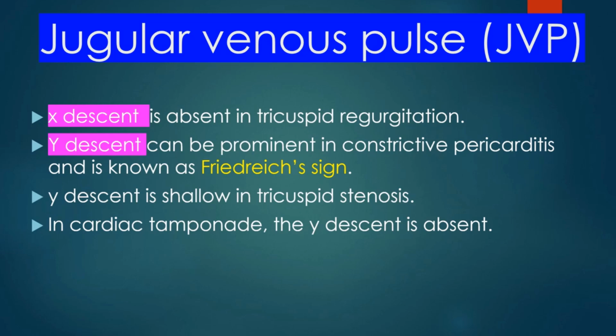Y descent can be prominent in constrictive pericarditis and is known as Friedreich's sign. Y descent is shallow in tricuspid stenosis, and in cardiac tamponade the Y descent is absent.